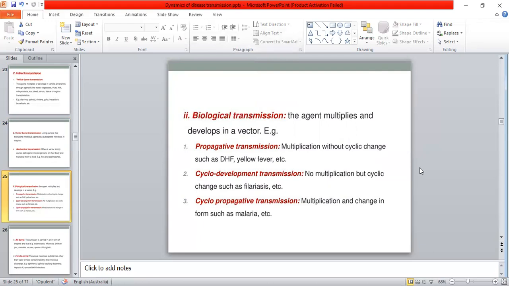It includes propagative transmission, multiplication without cyclic changes, such as dengue hemorrhagic fever, yellow fever, etc. Cyclodevelopmental transmission is when there is no multiplication of the agent but cyclic changes occur, as in filariasis. Cyclopropagative transmission. Multiplication and change of agents occur, as in malaria in mosquitoes.